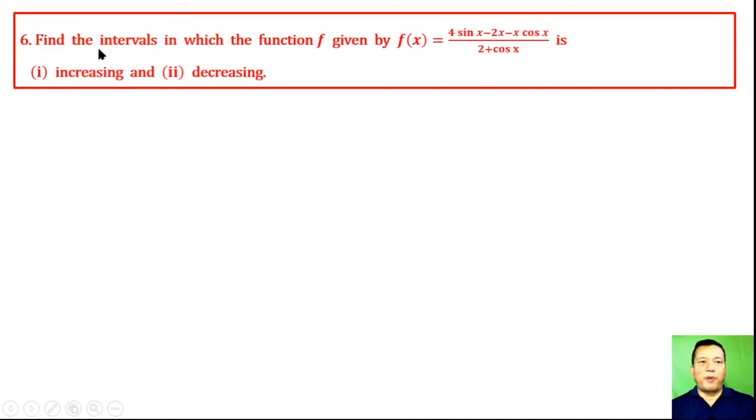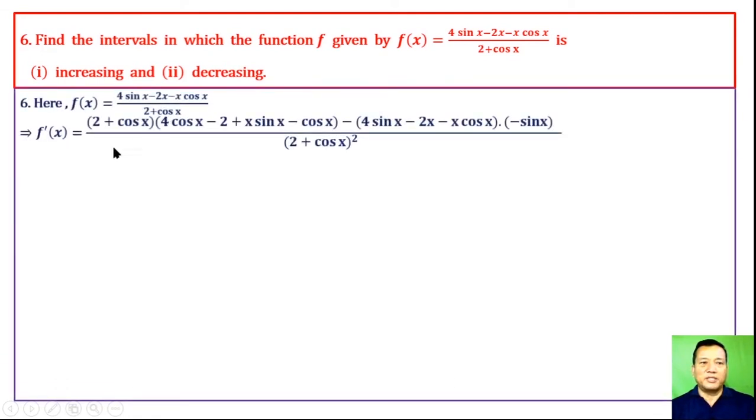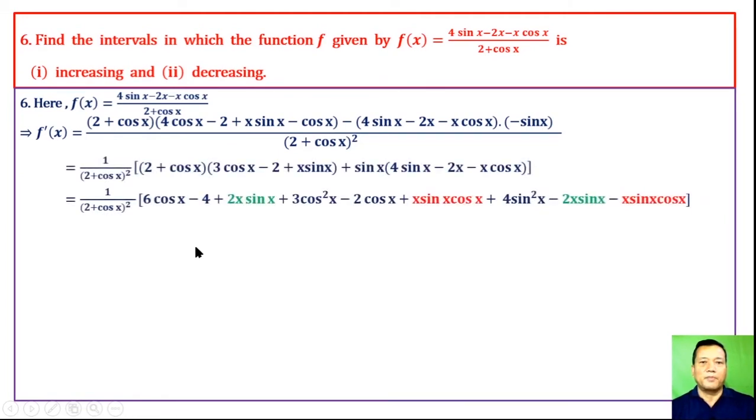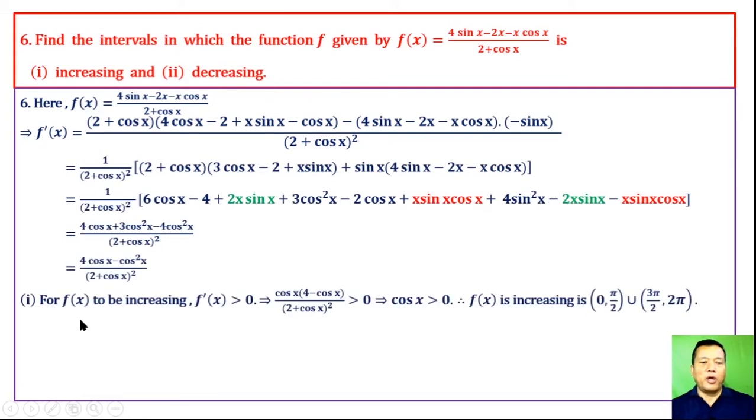For question number 6, find the intervals in which the function f, given by f of x, is increasing and decreasing. Here f of x is this, whose first order derivative, by applying quotient rule, we get this. Cancelling green, red, and simplifying the remaining we get this. For f of x to be increasing, we have to put f dash x greater than 0. The value of f dash x is this, which must be greater than 0. That is, a cos x must be greater than 0.